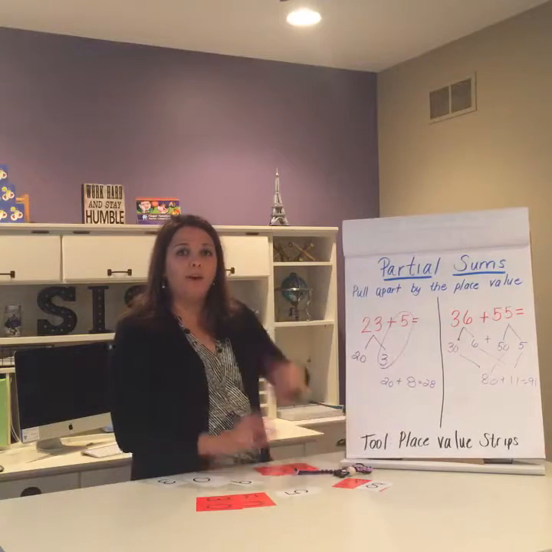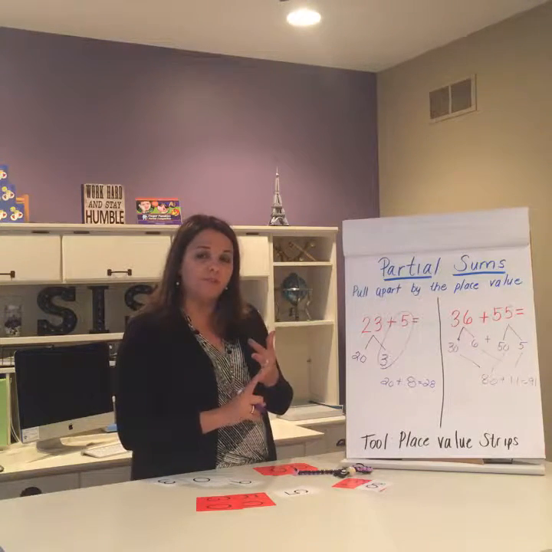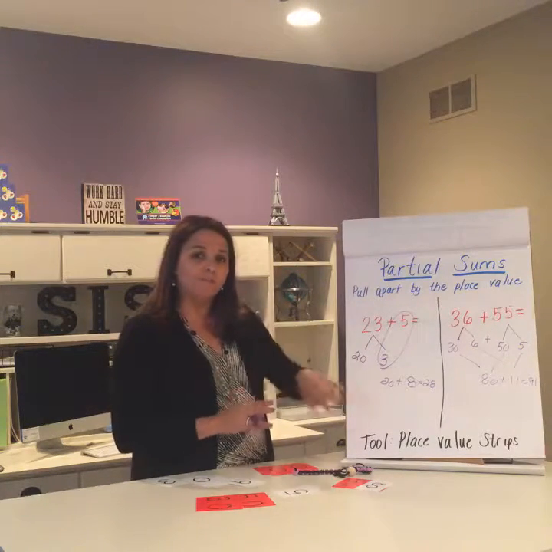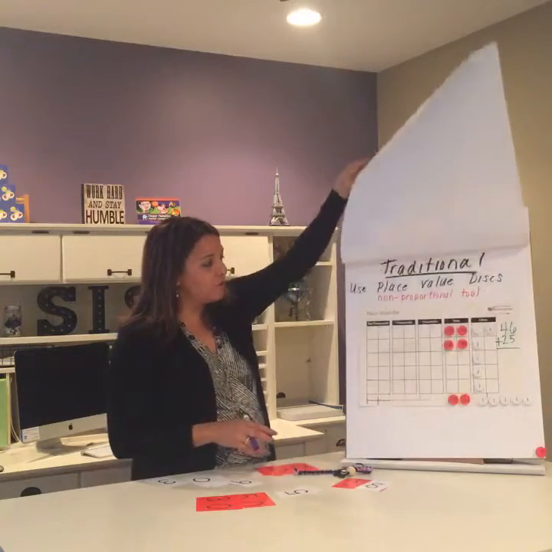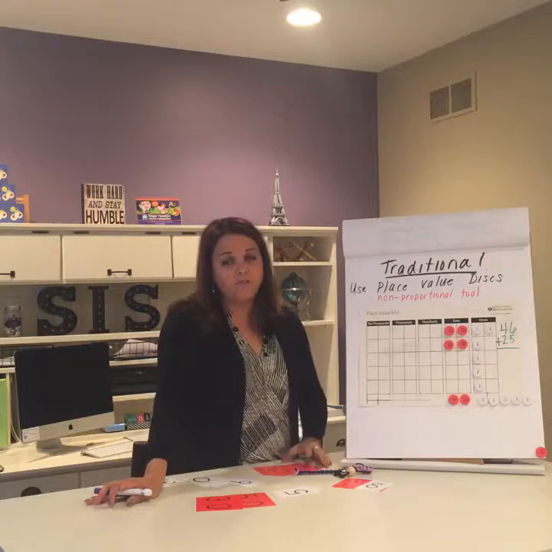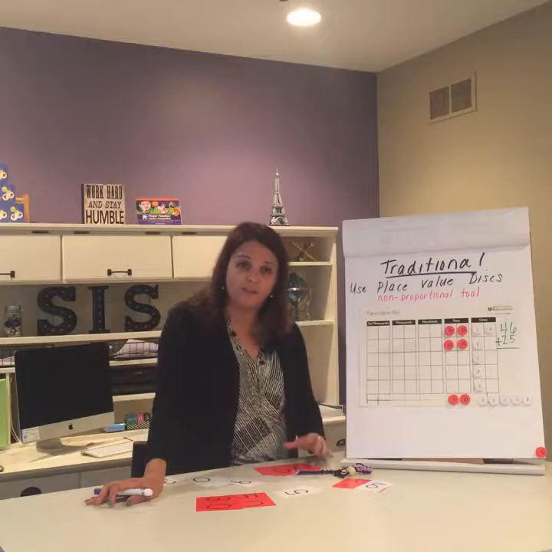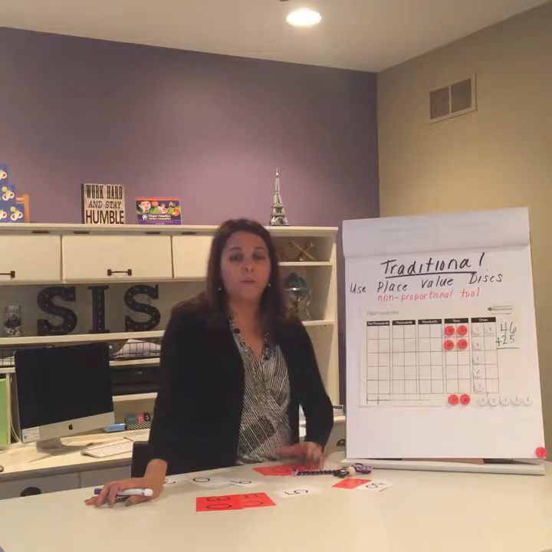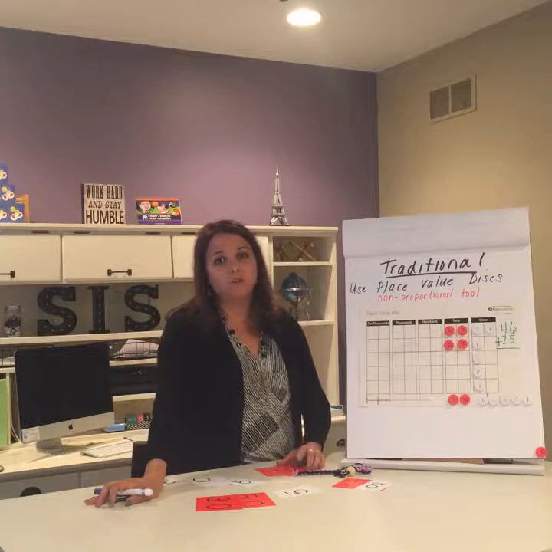So far we've had decomposing and composing, we've had compensation, we've had partial sums. The last one we're going to do is the good old traditional method. In the traditional method, a lot of us use base 10 blocks, which is known as a proportional tool. A proportional tool is really great in children's understanding.